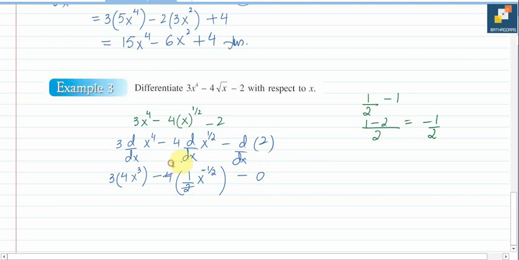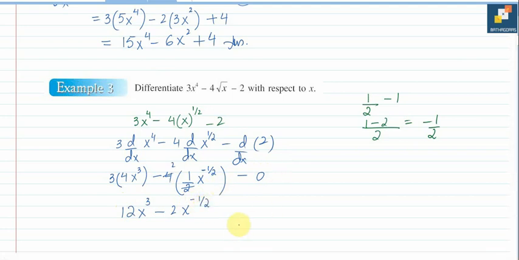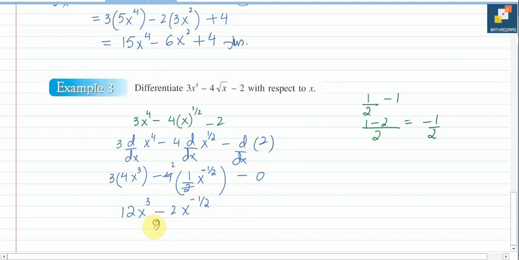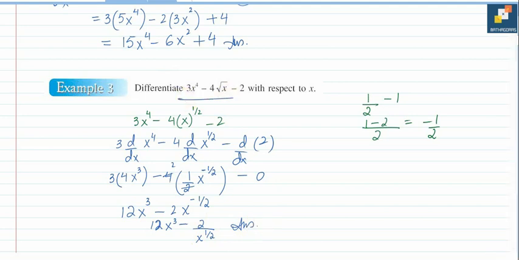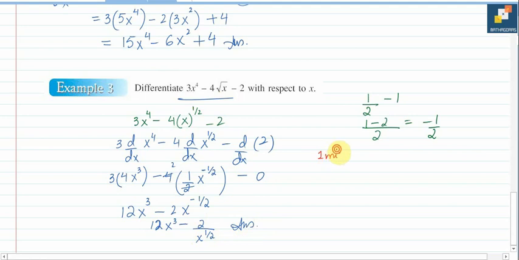So 2 and 2 cancel. 3 4s are 12 x cube minus 2 x power minus 1 upon 2. And if you write it in the simplest form, it will be 12 x cube minus 2 divided by x power minus 1 upon 2. When shifted to the denominator, that will be x power 1 upon 2. So that is your answer. That is the differentiated form of 3x^4 minus 4 root x. So you have a time of 1 minute to note down the solution in your copy, and then I will start the next example. So start.